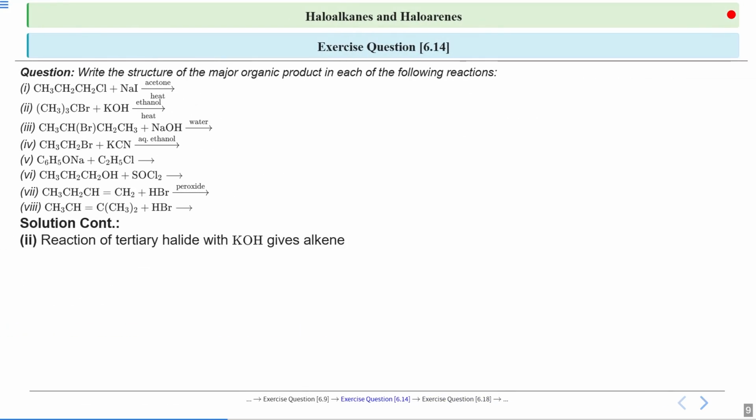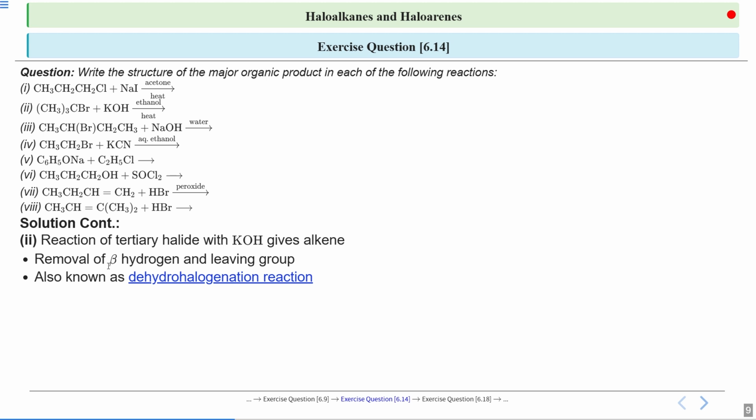Now for the second reaction, a tertiary halide with potassium hydroxide gives an alkene. This involves the removal of beta hydrogen and also the leaving group. Both are leaving, so this is also known as dehydrohalogenation. That means hydrogen and halogen are both eliminated. OH negative here will act as a base.